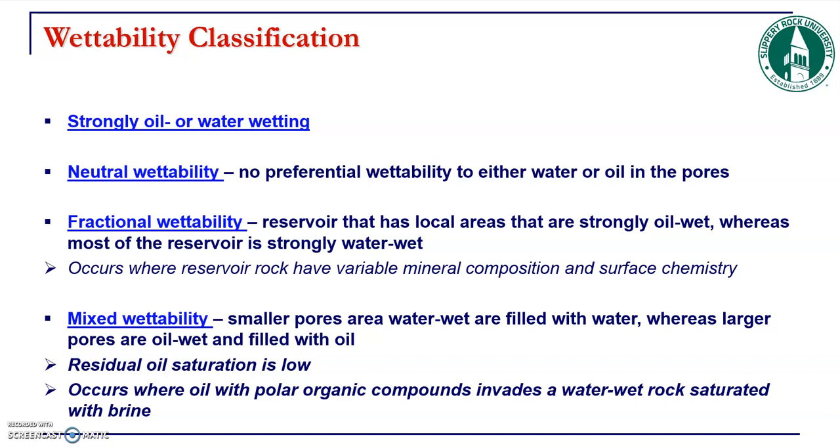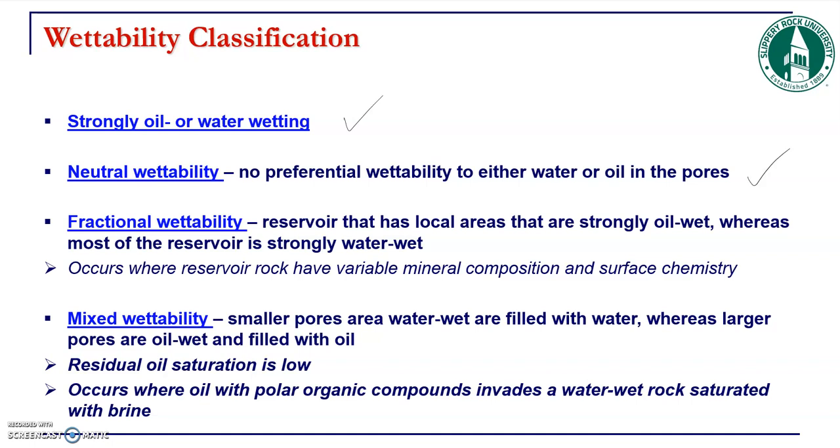So the first category is basically strongly oil or water wet. So we have a reservoir, and all the pores inside our reservoir are either highly water wet or very strongly oil wet. So that's one classification. Another one is neutral wettability, which has no preferential wettability to either water or oil. So the contact angle is close to 90 degrees, and both phases have the same preference to be adsorbed to the surface or adhere to the surface of the rock. So that's the definition of neutral.